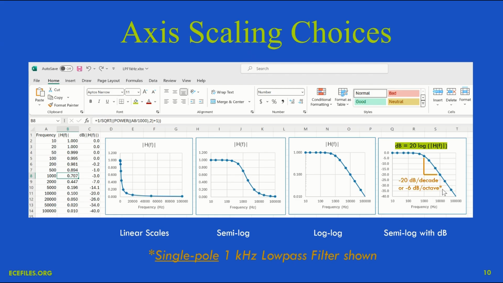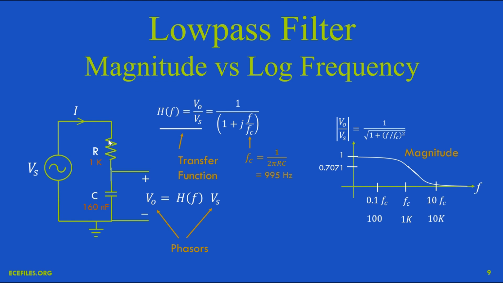But note the asterisk. These are for what's called a single pole filter. That's because there's only one R and one C here. More involved filters can roll off faster, like at minus 40 or minus 60 dB per decade. But they're more complicated than this filter.